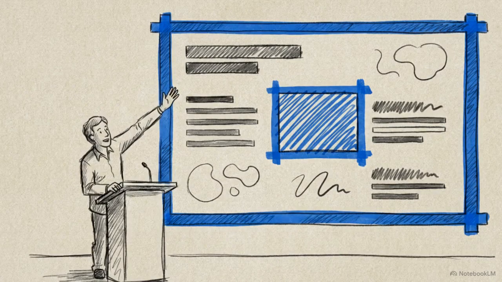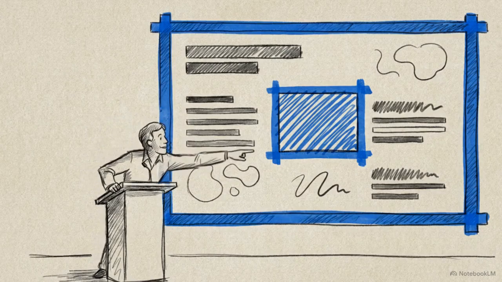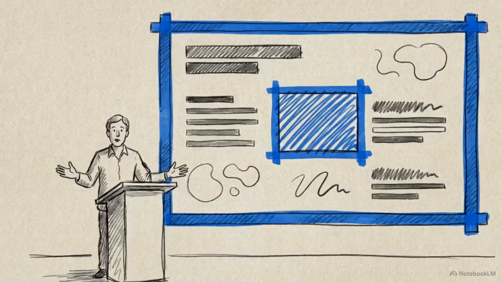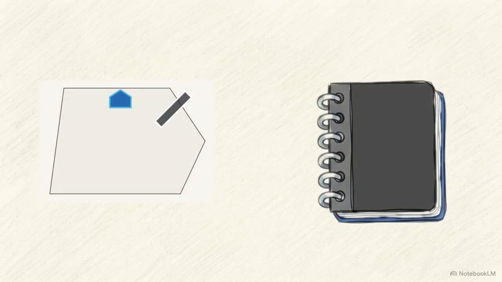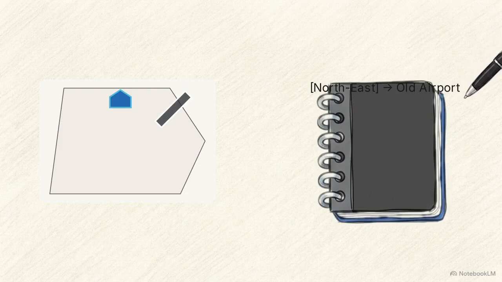Now that the lecture is running, you need to track how the speaker navigates complex visuals. Listen closely for directional language. Lecturers use specific prepositions to guide your eyes. They will say things like, "The old airport is situated in the northeast," or "The passenger terminal is near the top of the slide." Avoid drawing the entire map. Instead, write down the phrase northeast and attach the key concept, the old airport, right next to it.